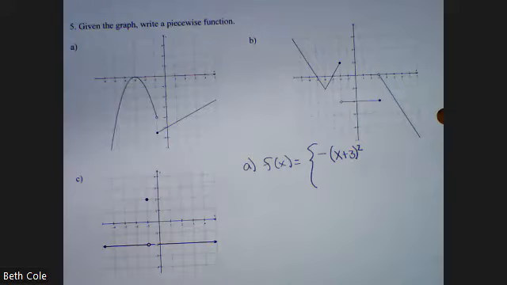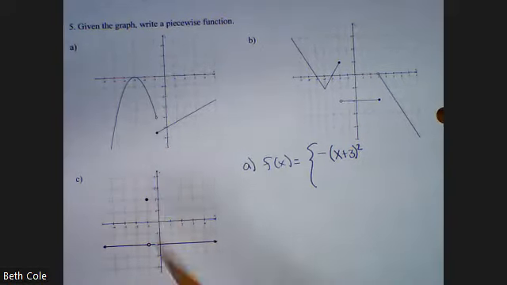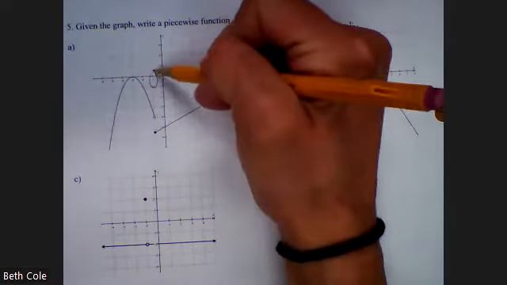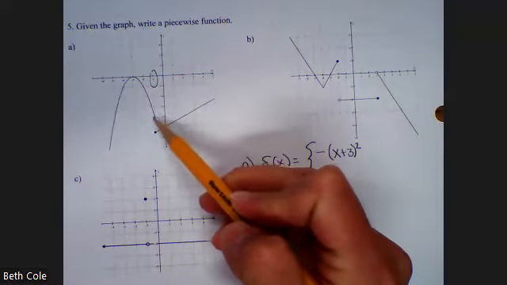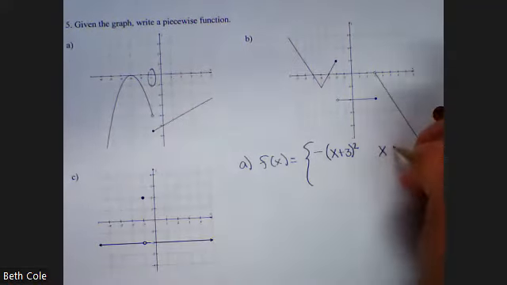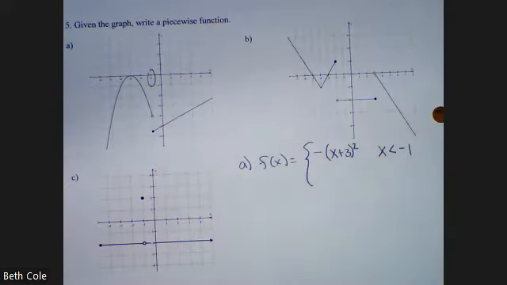Now, off to the side, we need to say where the domain is. So where did our cut value happen? Like if we were going to cut this, where did that happen? At -1, and do you see how it's an open circle there? So we want x less than -1. Everything smaller than -1.